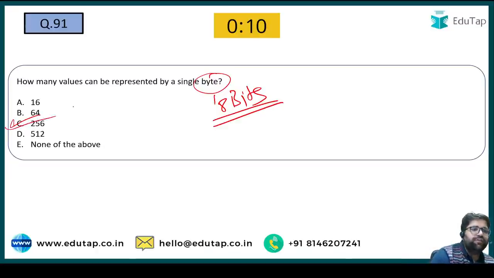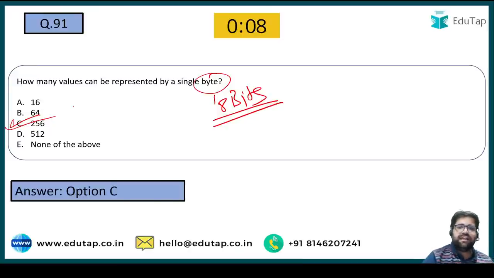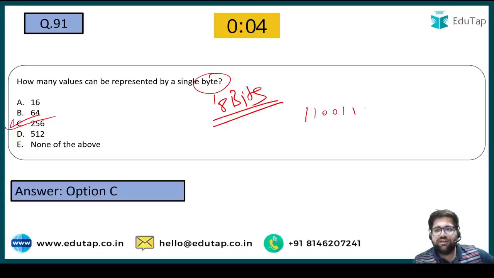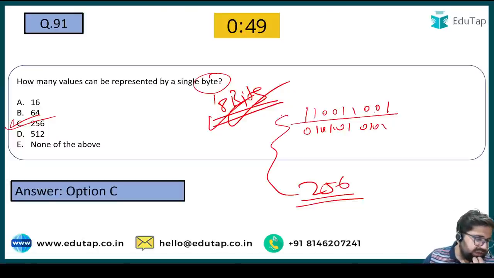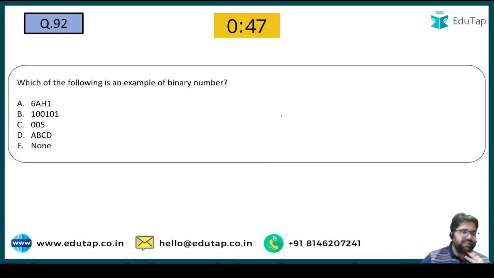It's C, 256. Why? Because 8 bits mean what? It can be a combination of 1s and 0s, like 110, 110, 00. So 1, 2, 3, 4, 5, 6. These are 8 combinations. Again, I can write this way as well, right? So there have to be different combinations, and there can be a total of 256 combinations from 8 bits, or you can also say a byte. Yes, that's why the correct answer here will be 256.